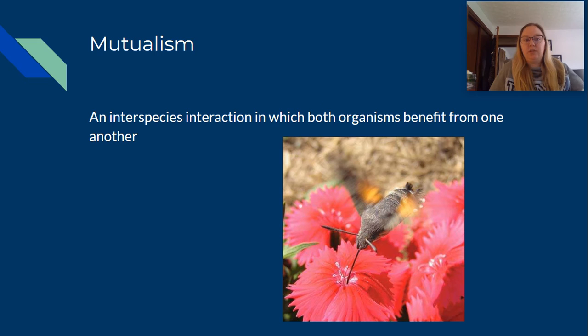Mutualism is the interspecies interaction in which both organisms benefit from one another. So that is your clownfish and your sea anemone. Your clownfish find shelter in the sea anemone because they do not get shocked by the sea anemone, and the sea anemone gets cleaned by the clownfish going in and out of it. And then another example, this is a hummingbird in a flower. So flowers feed the hummingbirds, but hummingbirds also help pollinate the flowers.